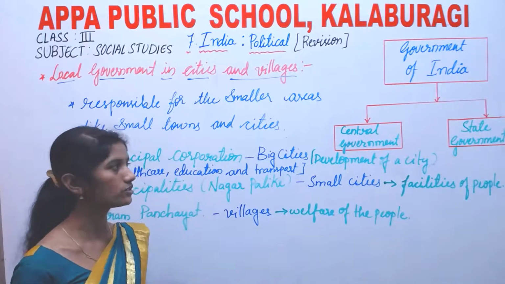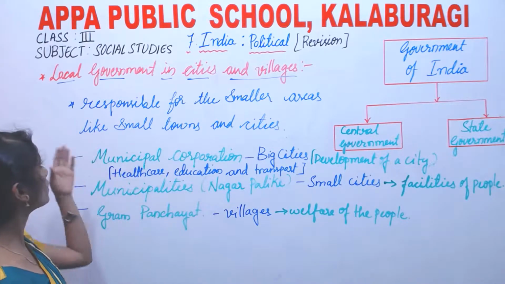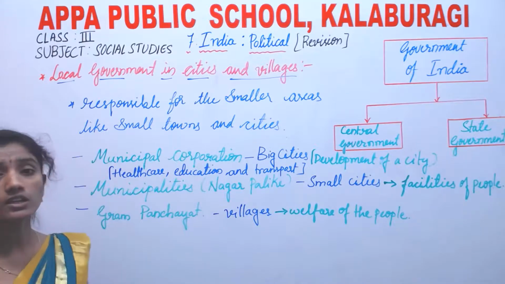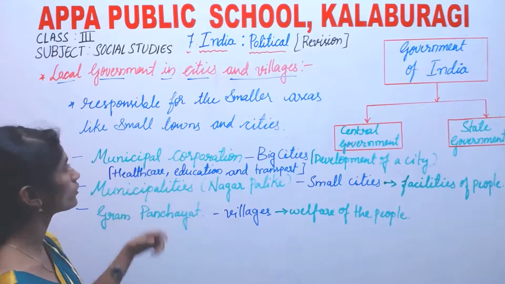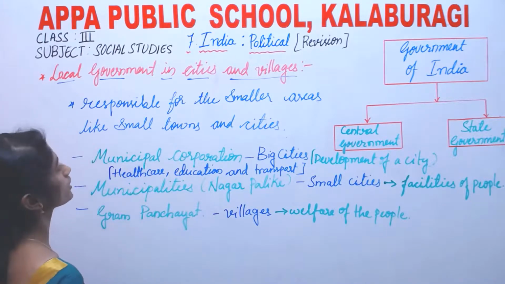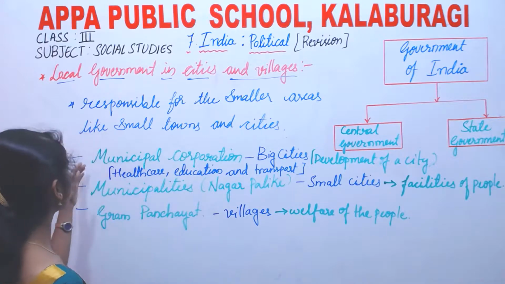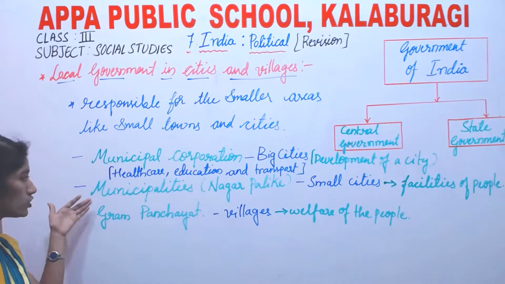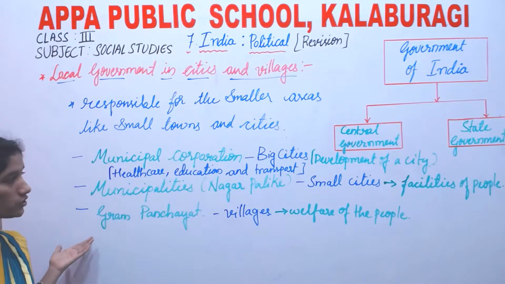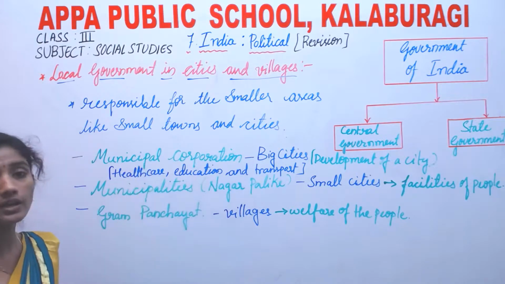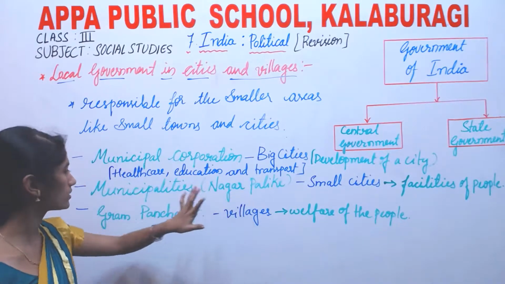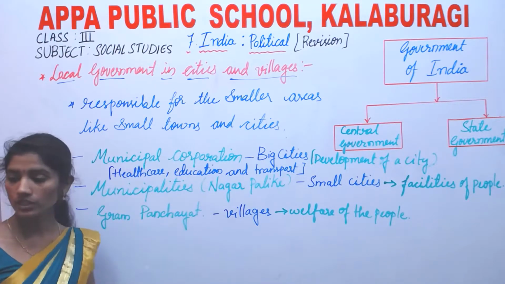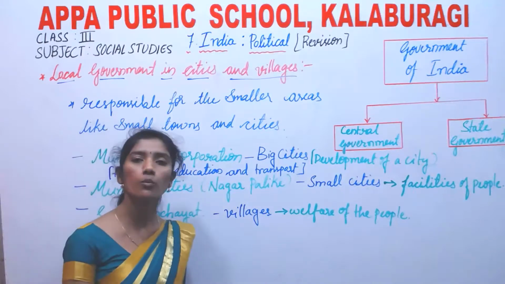All the important government houses are located in New Delhi. Yes, children? Next, local government in cities and villages. The local government bodies are responsible for the smaller areas like towns and cities. Again, we can see three different levels: municipal corporation, municipalities, and the Gram Panchayat. Big cities are governed by municipal corporations. The small cities are governed by municipalities and the villages are governed by the Gram Panchayat. Yes, children? Hope you all understood.